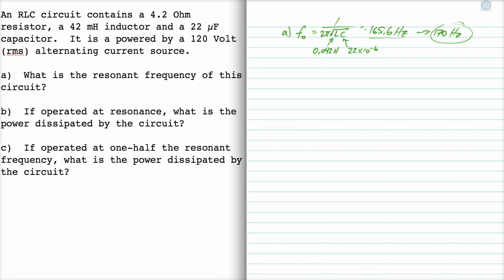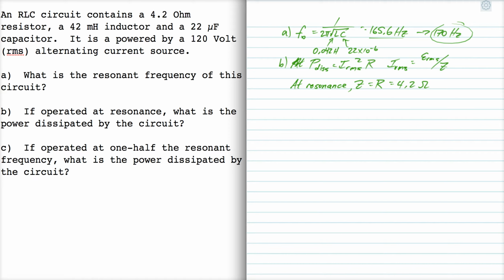But I'm going to keep the significant figures for the rest of the problem. For part B, if operated at resonance, what's the power dissipated? Well, of course, the power dissipated goes as the RMS current squared multiplied by the resistance. And the RMS current is equal to the RMS voltage divided by the impedance. But in this case, at resonance, the impedance Z is just equal to the resistance. And the resistance is just 4.2.